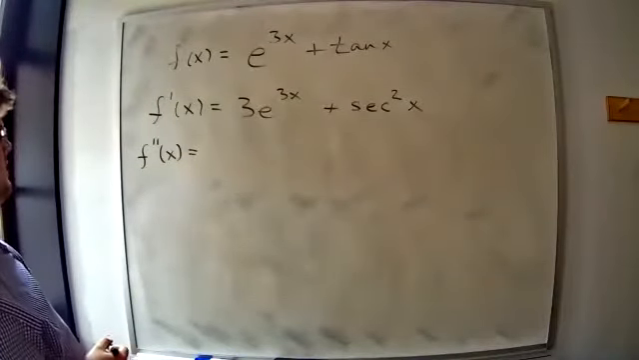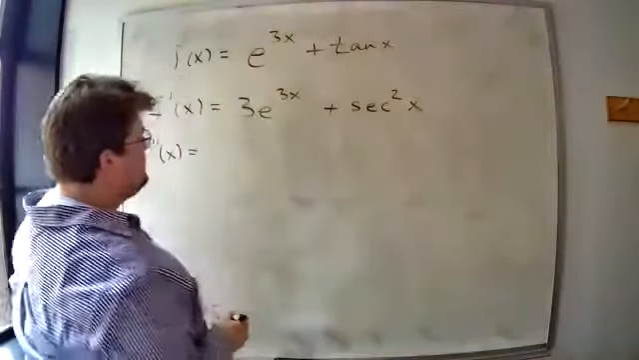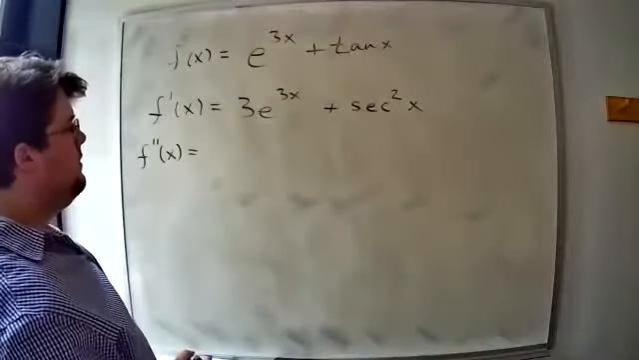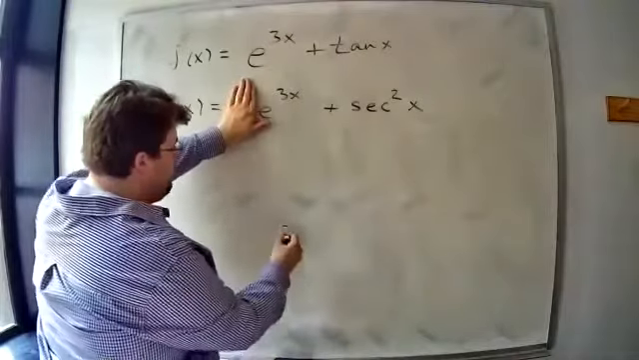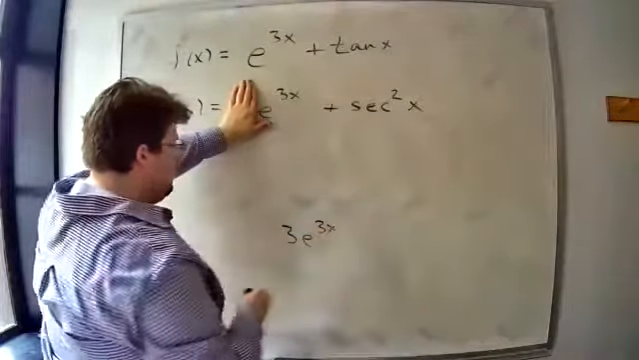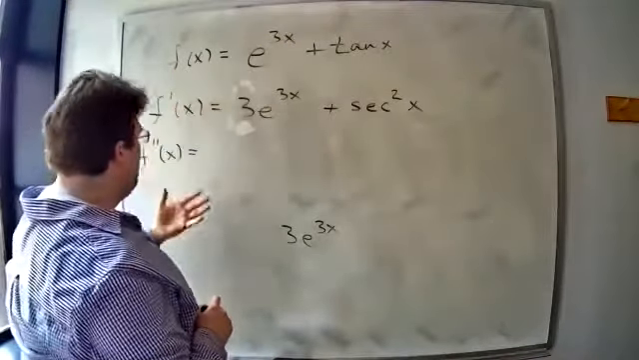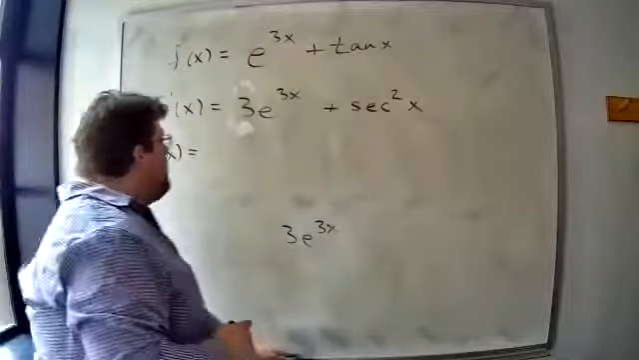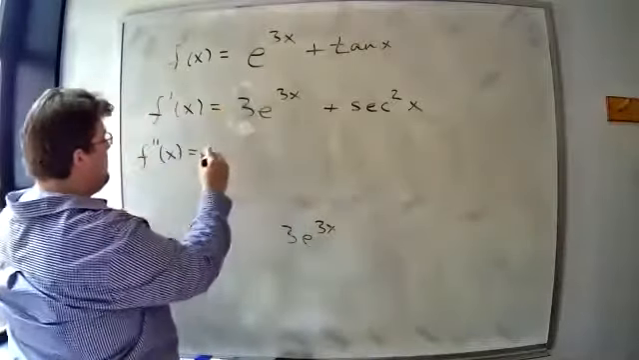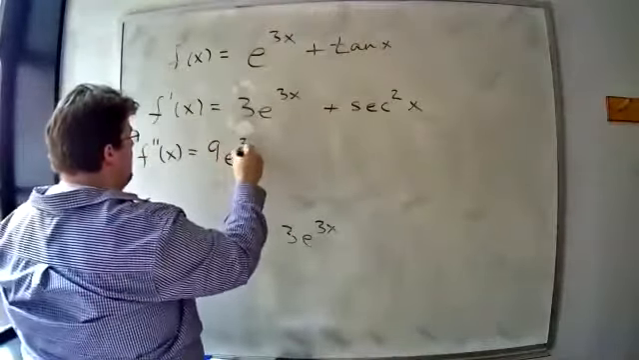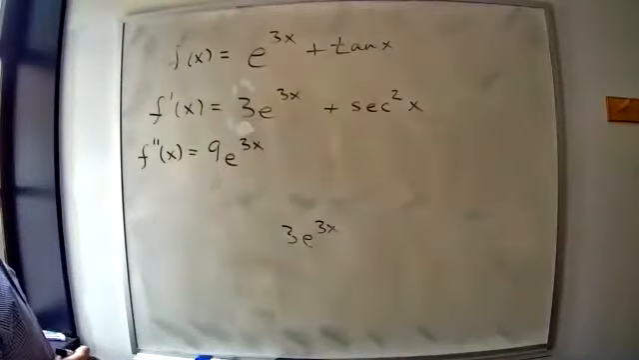f prime prime, the next derivative. Well, how do we do the next derivative? Remember, the constant carries through. So this 3 is going to carry through, and then we need the derivative of e to the 3x. The derivative of e to the 3x is 3e to the 3x. But then there's another 3 on it. So we have 3 e to the 3x and another 3, which makes 9 e to the 3x. Any questions about that first part?